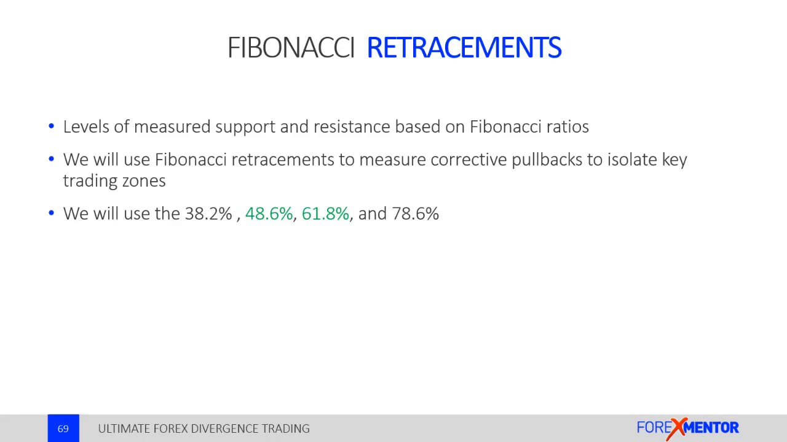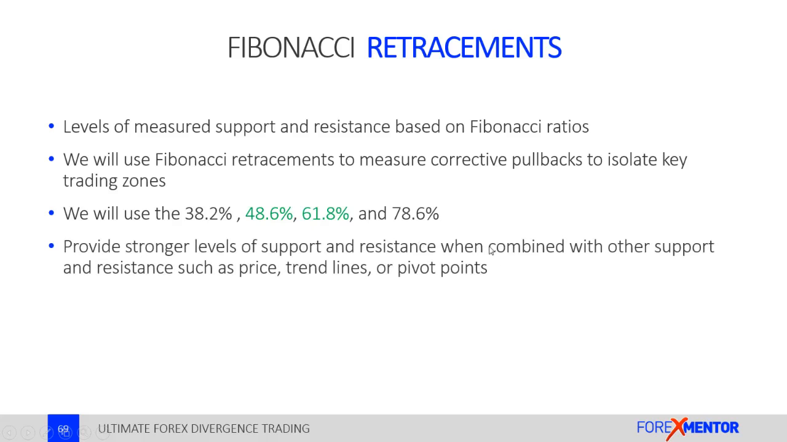We don't use the 23.6. I don't like to use that because I won't even consider a cycle complete unless it's retraced 38.2%. Plus, we'll get into reward to risk ratio and things like that, and I just want to see a deeper pullback than 23.6. The main zone we're going to use to look for trade entries is the 48.6 to 61.8, and that's why I have them in green here.